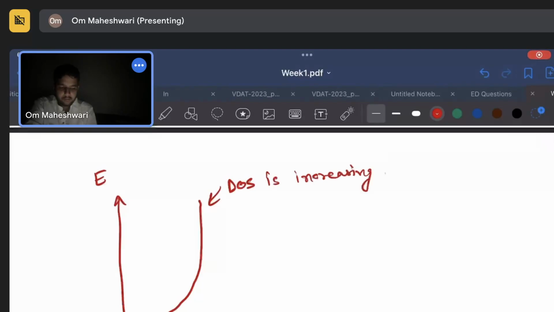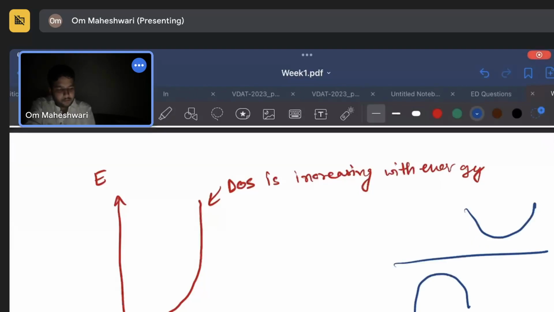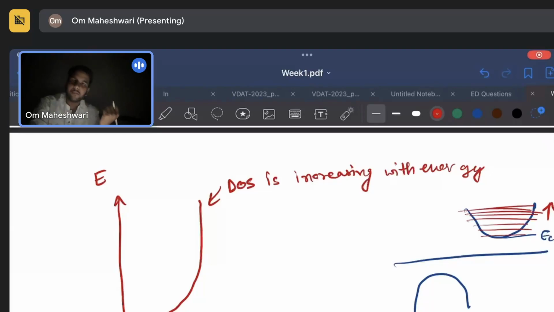Increasing with energy. So the diagram that we drew earlier, if we refer back to it, was something like this. I'll draw it like this. So if this is EC minimum, the density is increasing. So there are more states as we go higher for electrons to occupy. Okay, now this was density of states.